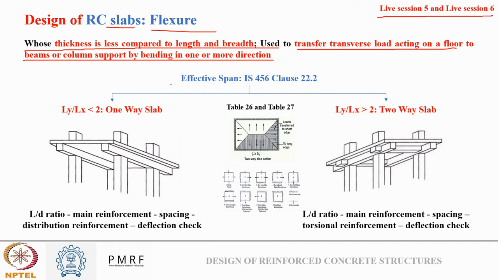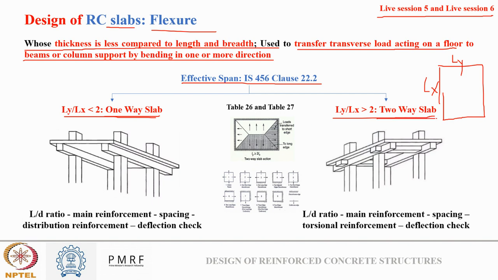So first of all, the main thing is to calculate the effective length of the slab. And how do we do that? By using clause 22.2 of IS 456, we can get the effective span of the slab. Now the slab is spanning in two directions, x and y. So we know ly and lx, the effective span in both directions. Based on the ratio of ly by lx, we classify slabs in two categories. Okay, if my ly by lx is less than 2, it is a one-way slab, and if it is greater than 2, it is a two-way slab. So for both, the design part is different.